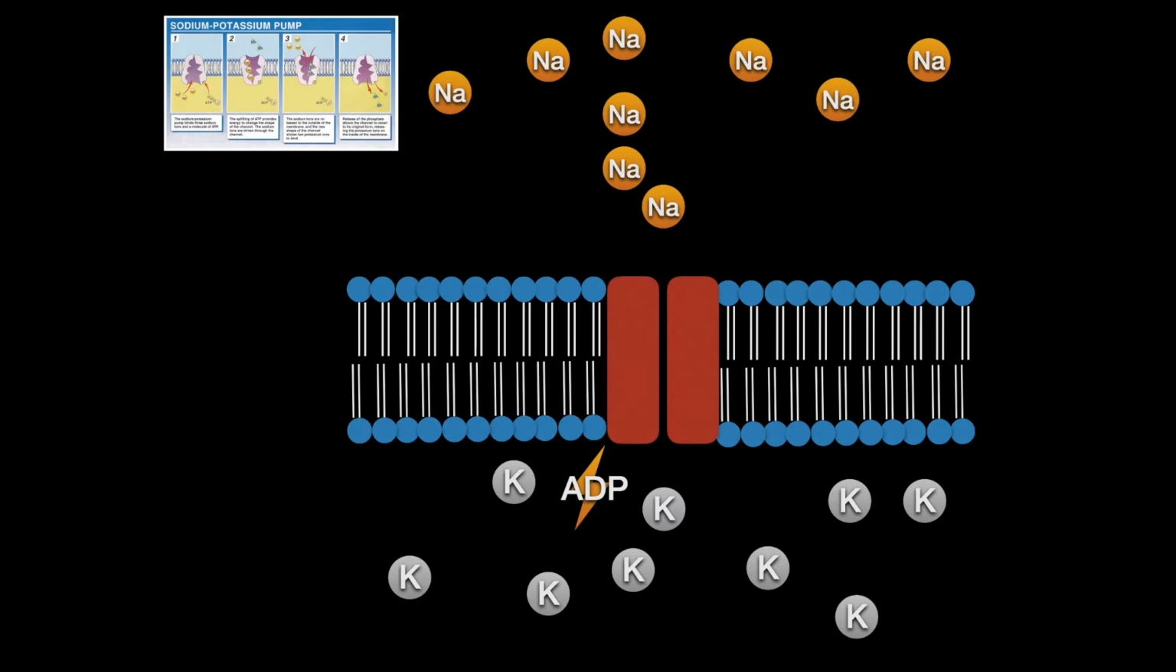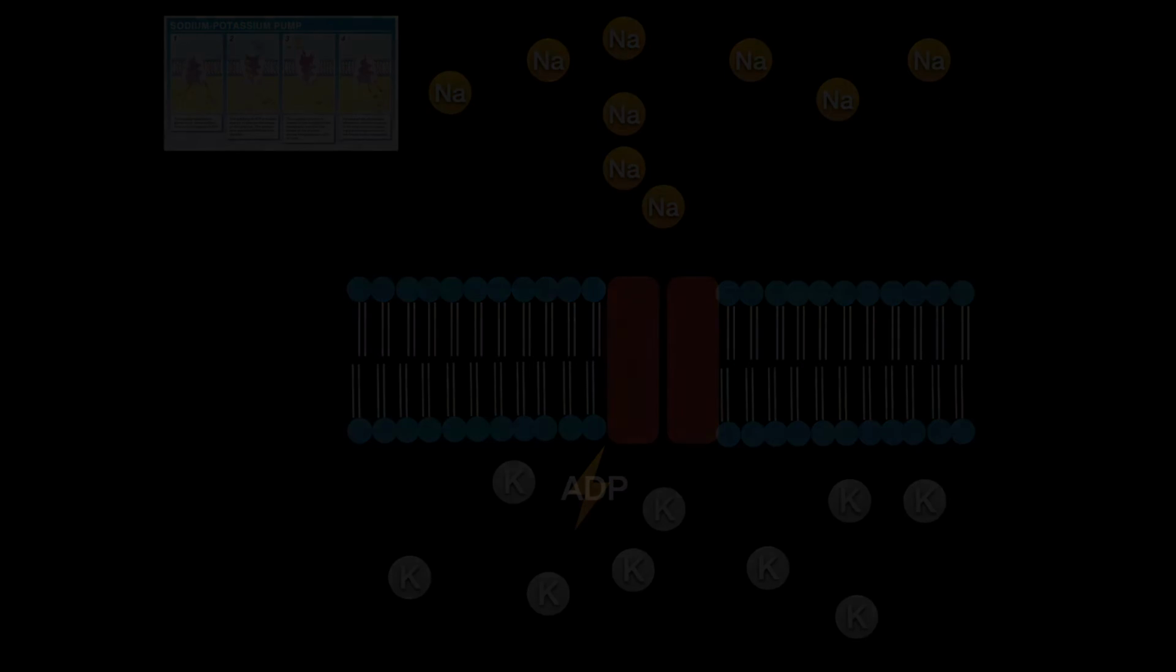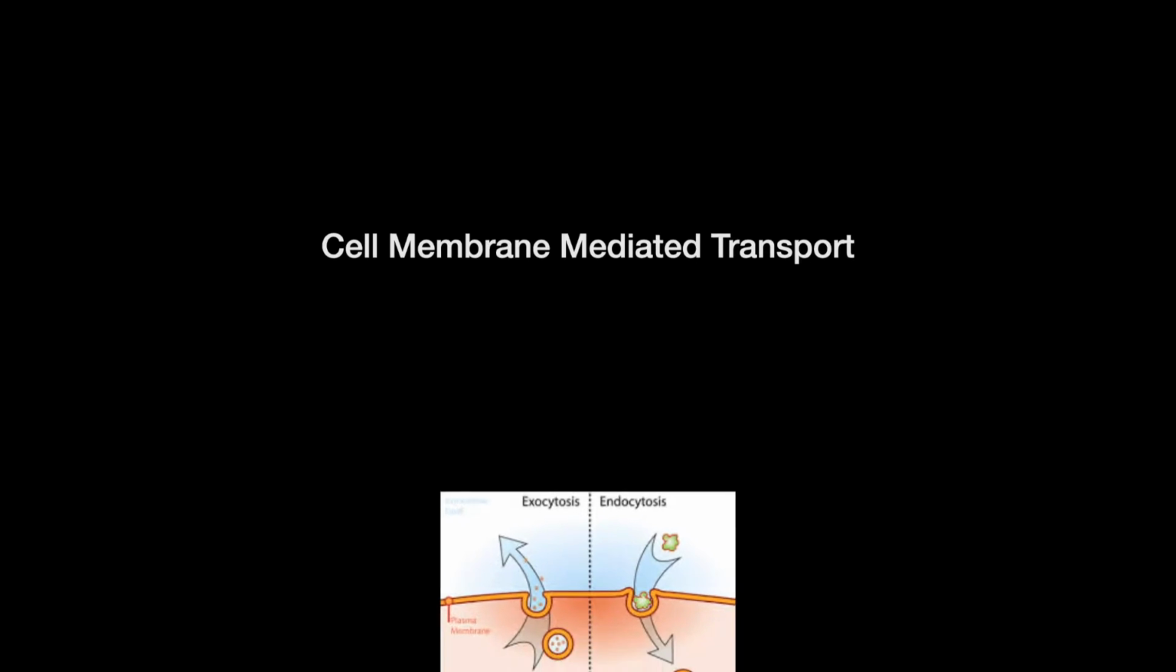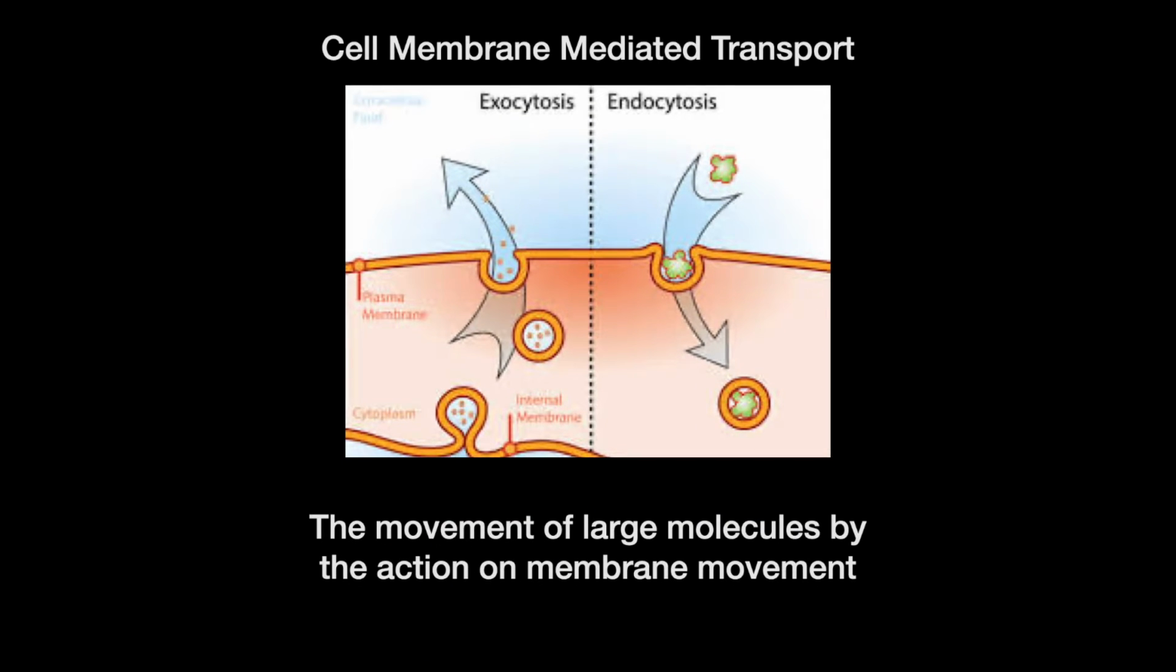Now we're going to look at the next type of active transport, called cell membrane mediated transport. We have 2 types of cell membrane mediated transport. The first type is called exocytosis, and the second type is called endocytosis. Both of these deal with the movement of large molecules by the action of membrane movement. The membrane is going to surround the material. In endocytosis, it brings the material in, and in exocytosis, that membrane is going to bind to the outer membrane of the cell and expel waste or chemicals.